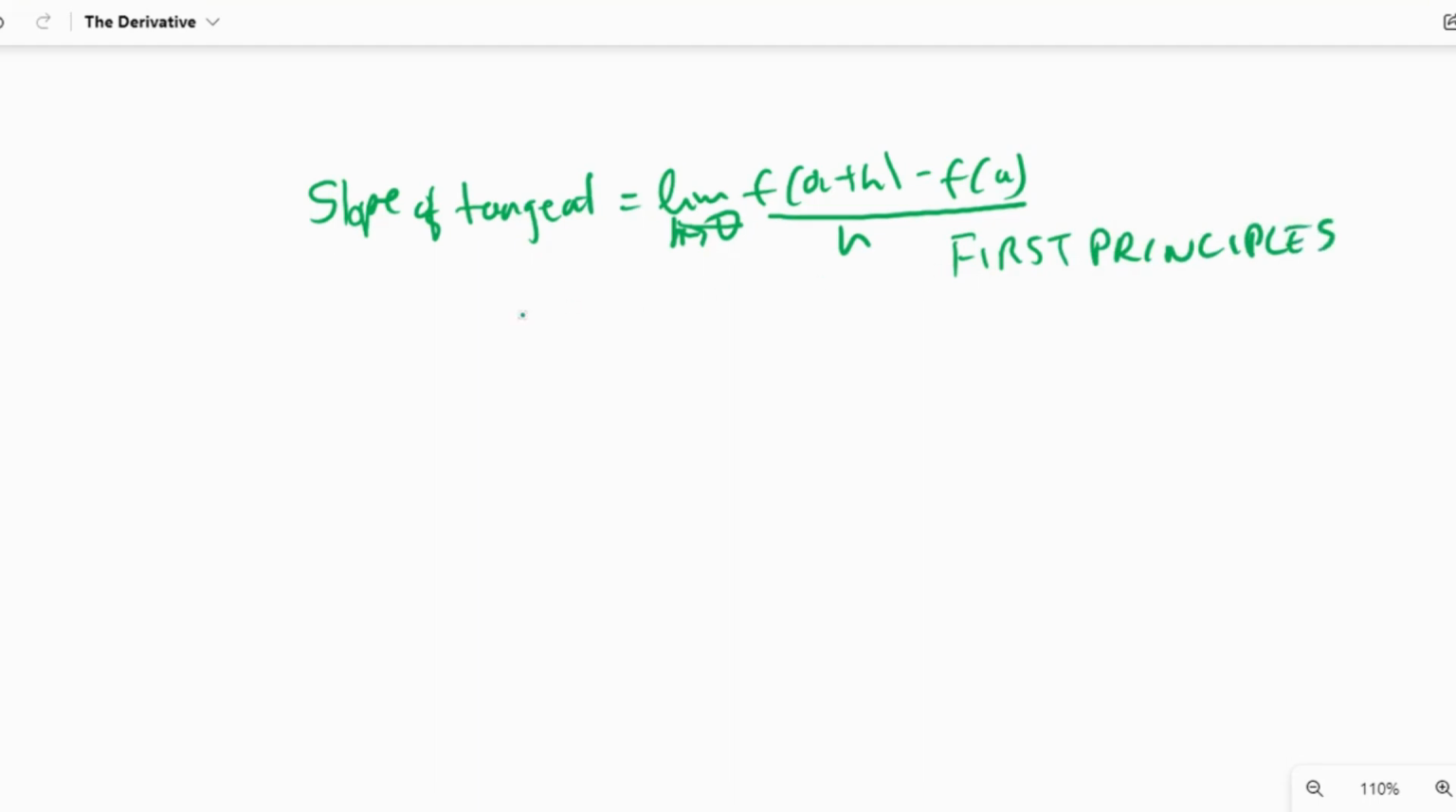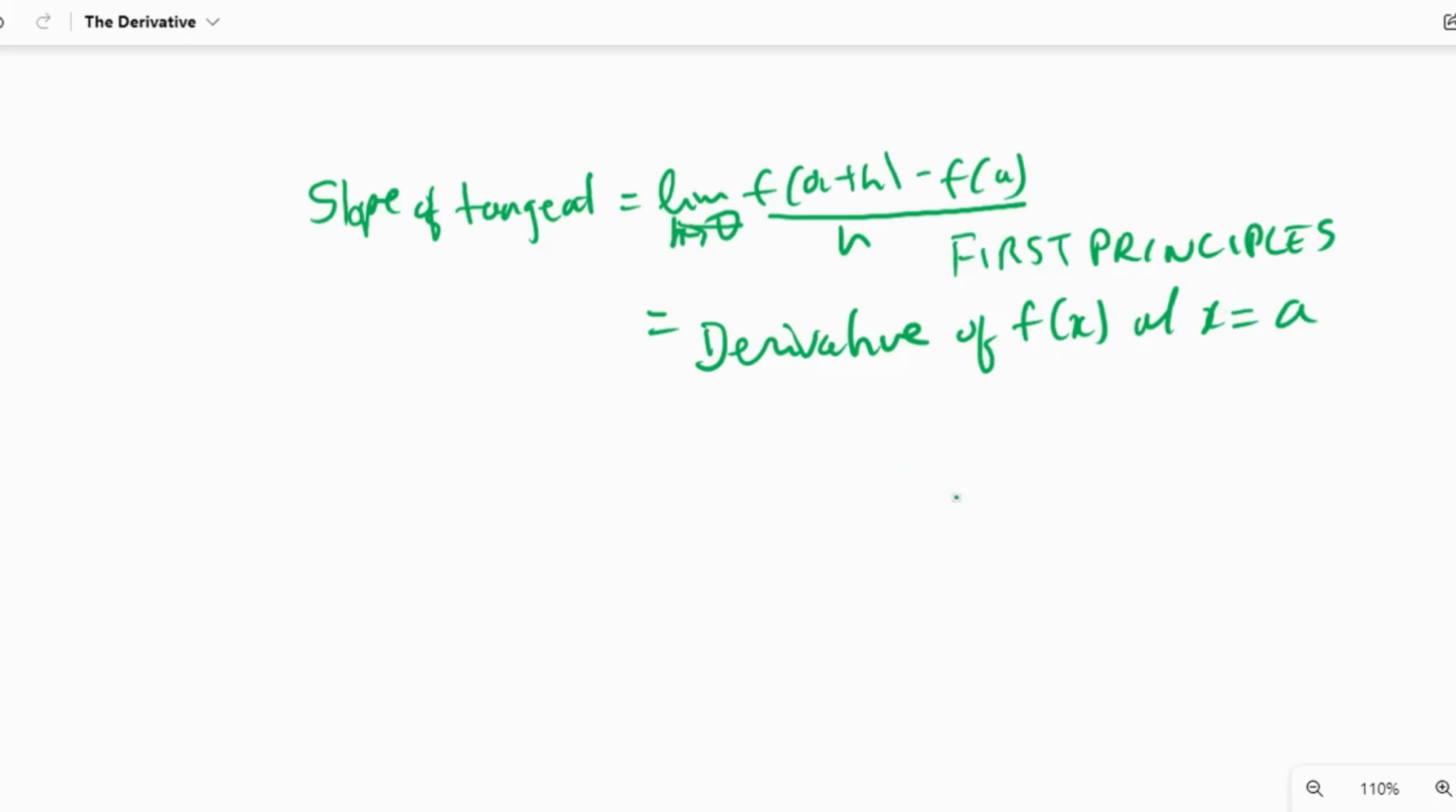Now this one here, the slope of the tangent, we will give it a special name. This special name is called the derivative: the derivative of f(x) at x equal to a. The derivative means exactly finding the slope of the tangent. So to find the slope of the tangent, we do exactly the same as what we did.